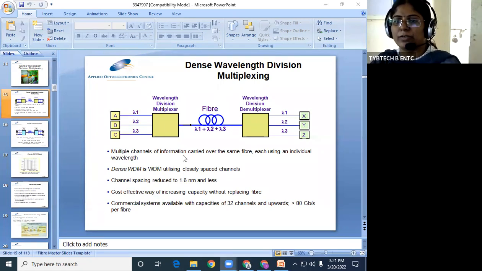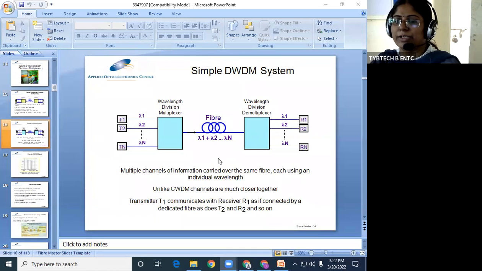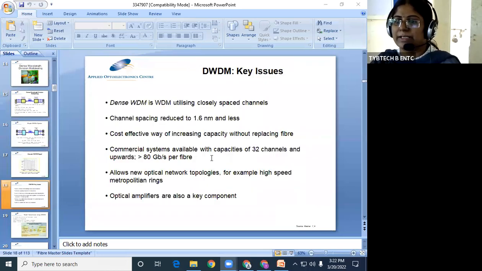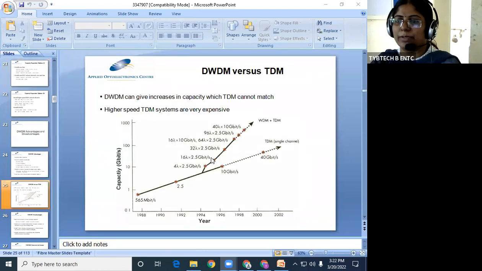This is the application of optical fiber cable for wavelength division multiplexing. Just as in analog communication we have seen multiplexing, time division multiplexing and frequency division multiplexing, similarly in optical communication there is wavelength division multiplexing. That is one of the major applications of optical fiber.